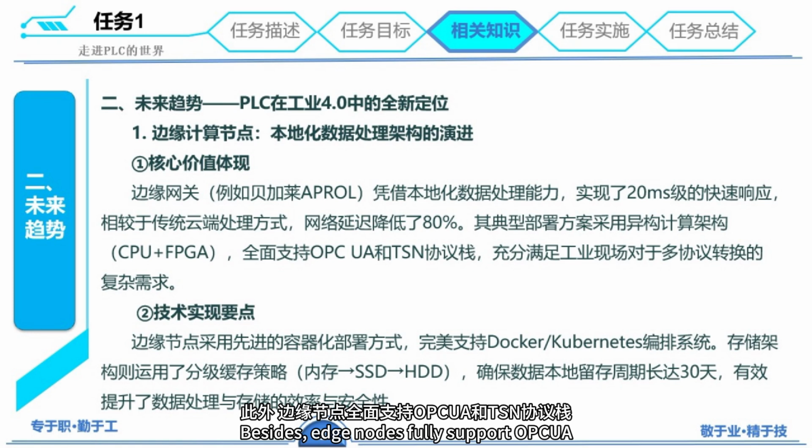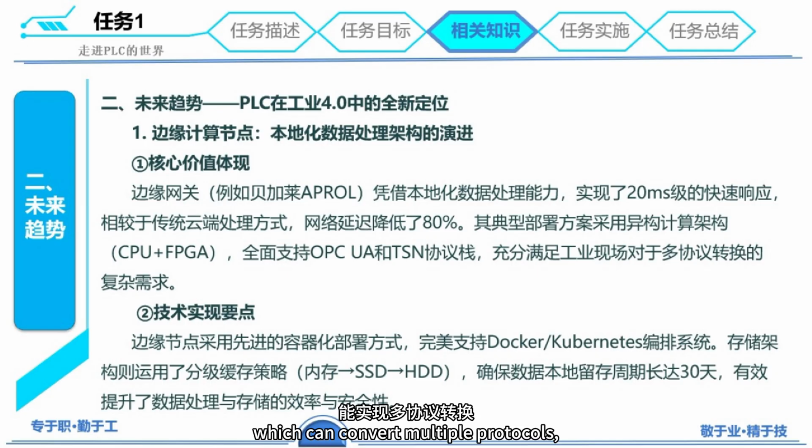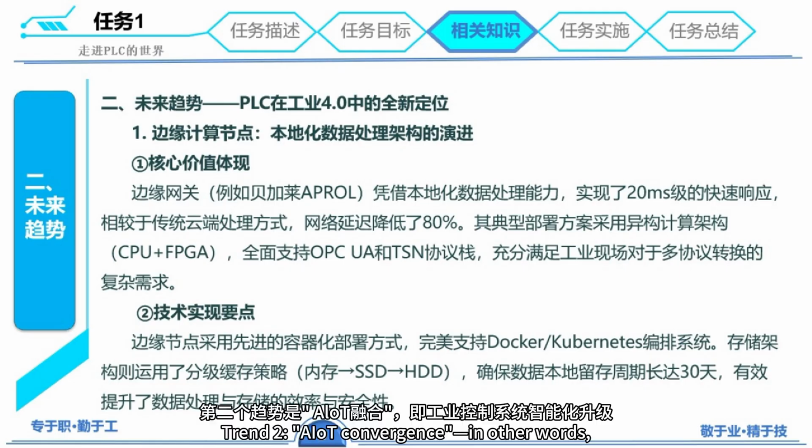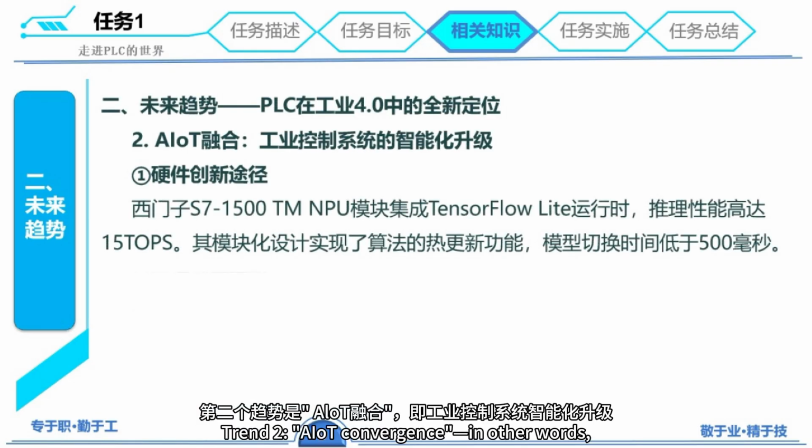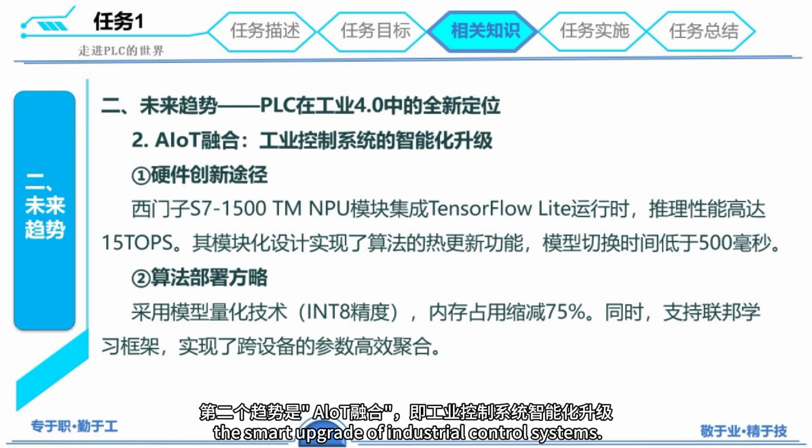Besides, edge nodes fully support OPC UA and TSN protocol stacks, which can convert multiple protocols, connect to on-site devices, and solve the problem of protocol islands. Trend 2, AI convergence, in other words, the smart upgrade of industrial control systems.